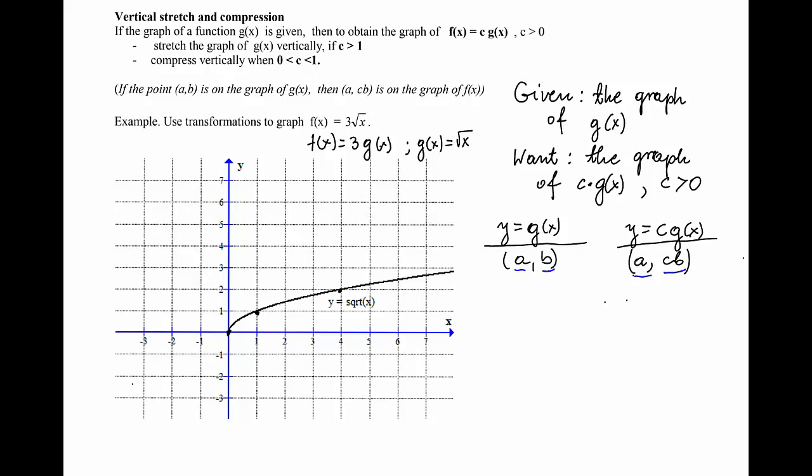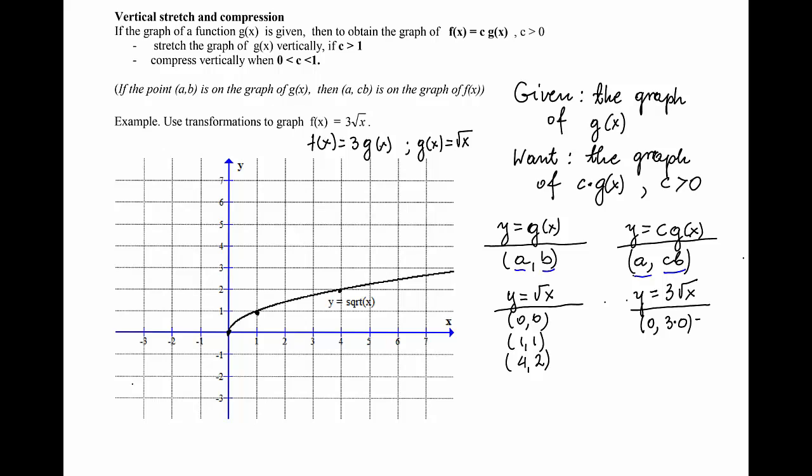So let's see how the points will change when we move from the square root of x to 3 times the square root of x. Let's say I have here y equals square root of x, and the points on the graph are 0, 0, 1, 1, and 4, 2. Now if I consider the function 3 times square root of x, then what happens here? The x coordinate stays unchanged. The y coordinate is multiplied by 3.